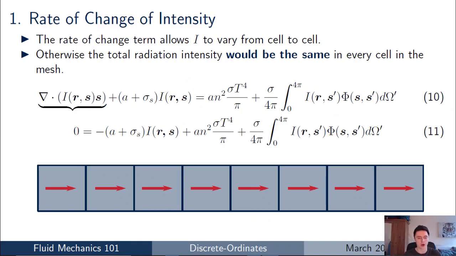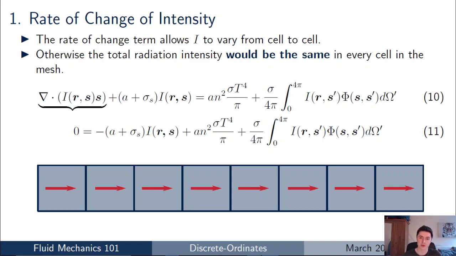So why is the rate of change of intensity term important? Why do we need that? Well, we need the rate of change of intensity to allow the radiation to vary between the cells in the mesh and to vary across the mesh. And if we didn't have this term in the equation, so if you look at equation 10, if we set that first term to 0, then that will be telling us that at every cell in the mesh, the total radiation intensity remains constant, and we would just have a balance between absorption, emission, and scattering.